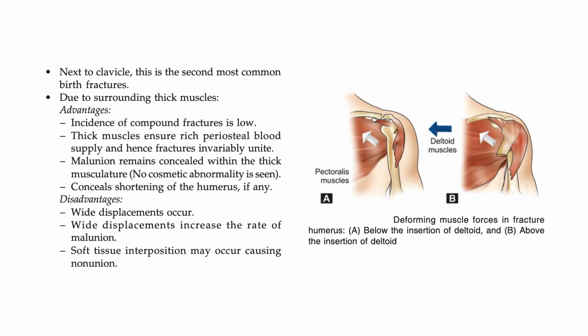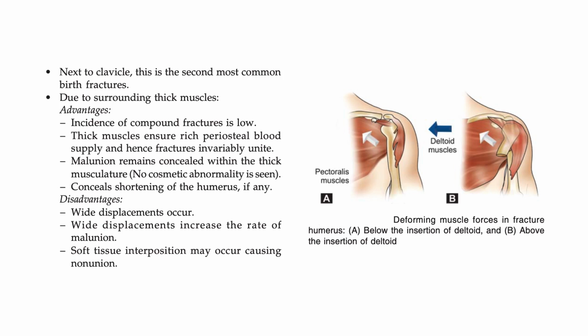So now we'll talk about the fracture of the shaft of the humerus. There are certain peculiarities of the humeral shaft fracture. Next to the clavicle, this is the second most common birth fracture. It is more common in adults compared to children also. Due to the surrounding thick muscles, there are certain advantages and disadvantages.